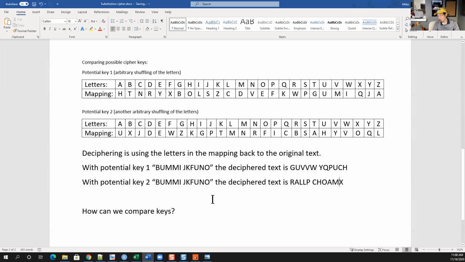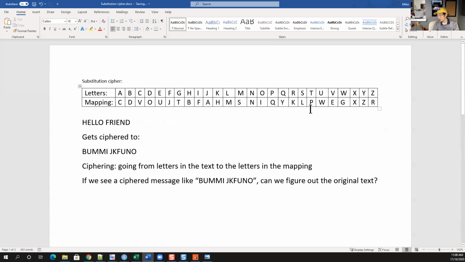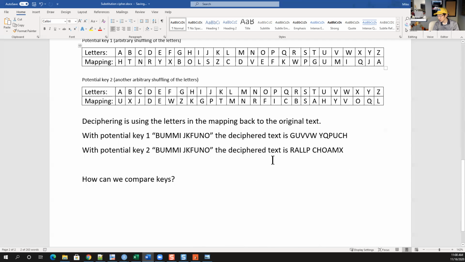So both of these keys are wrong. The correct key is this, and the original message is hello friend. Now neither of these achieve that.